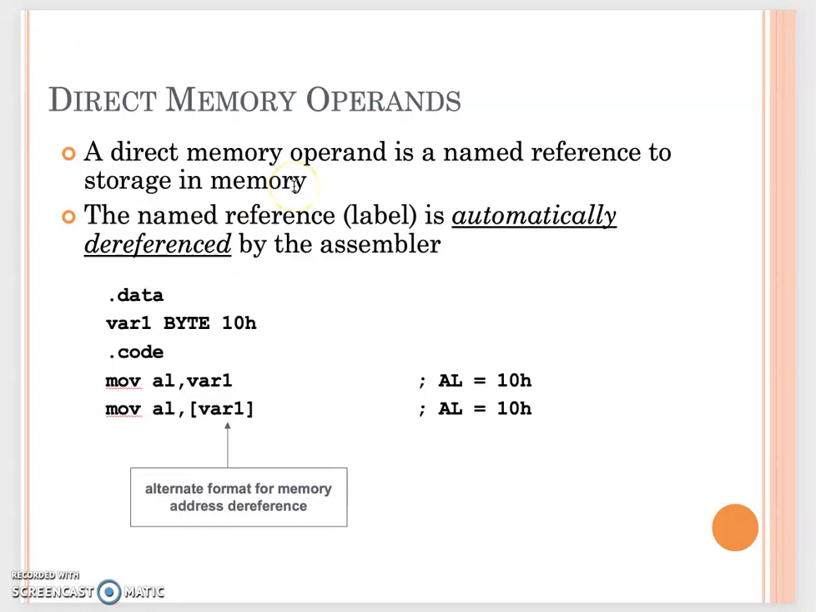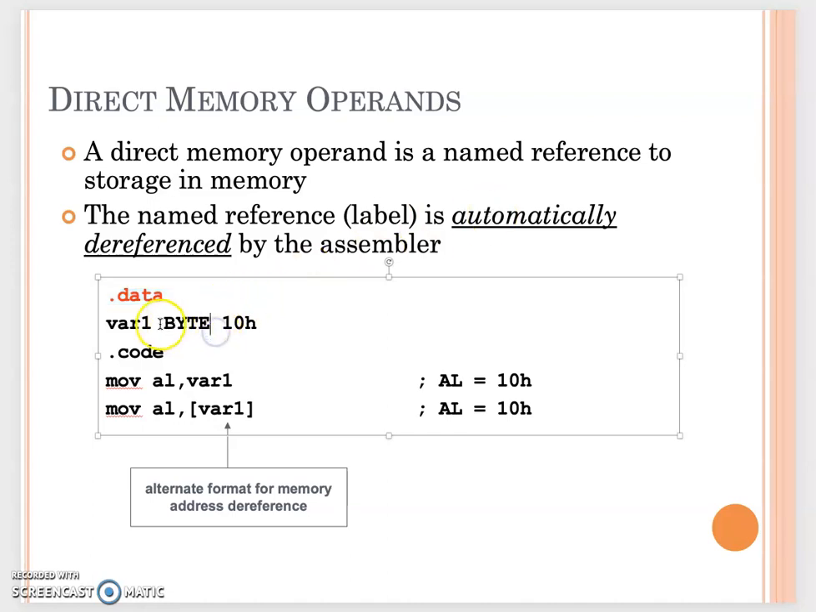Before we introduce the instruction, let's talk about the direct memory operand. We see how we declare it and how we access it. A direct memory operand is a name reference to the storage in memory. When you declare that, it's under the .data directive. The name reference is the label we talked about. Usually when you access by the label name, it is automatically dereferenced by the assembler.